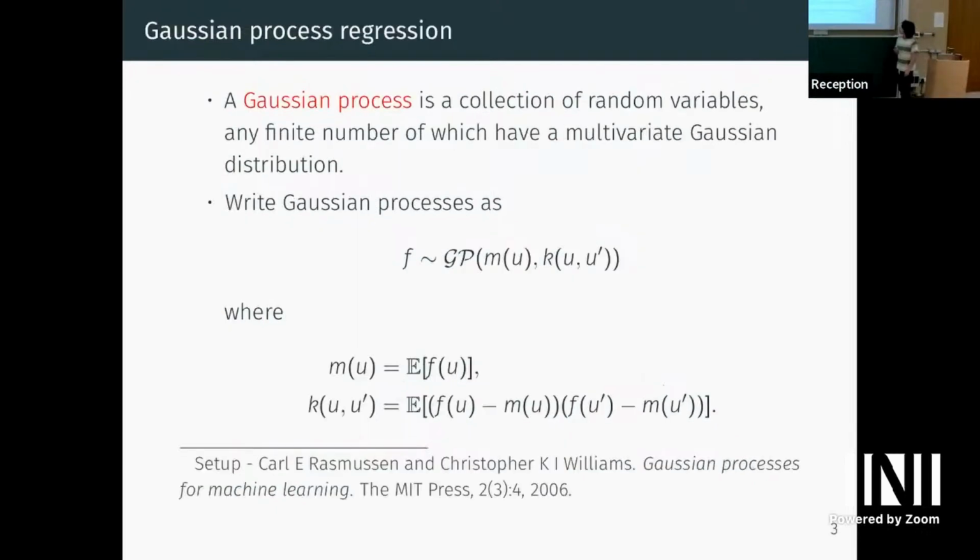So I'm going to give an introduction to Gaussian processes. A Gaussian process is just a stochastic process such that if we take any finite set of points, we have a normal distribution. We write a Gaussian process like this. It's completely defined by its mean function and its covariance function. I'm assuming we don't know what a Gaussian process is.